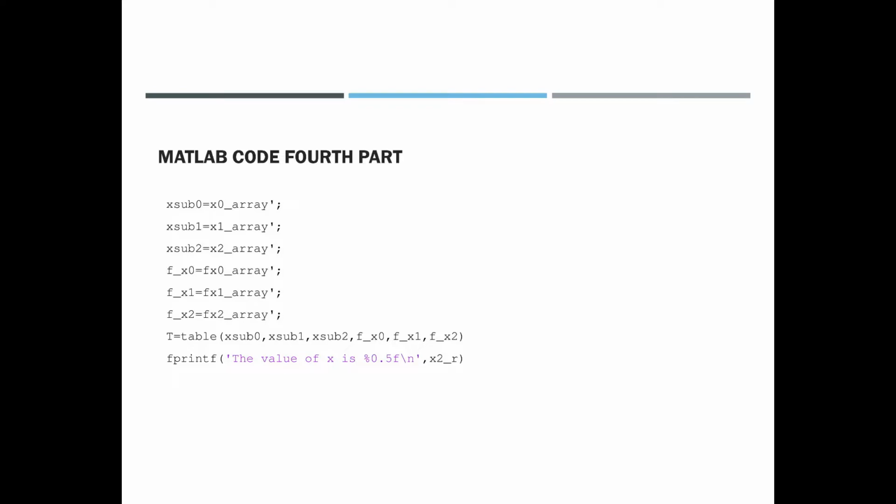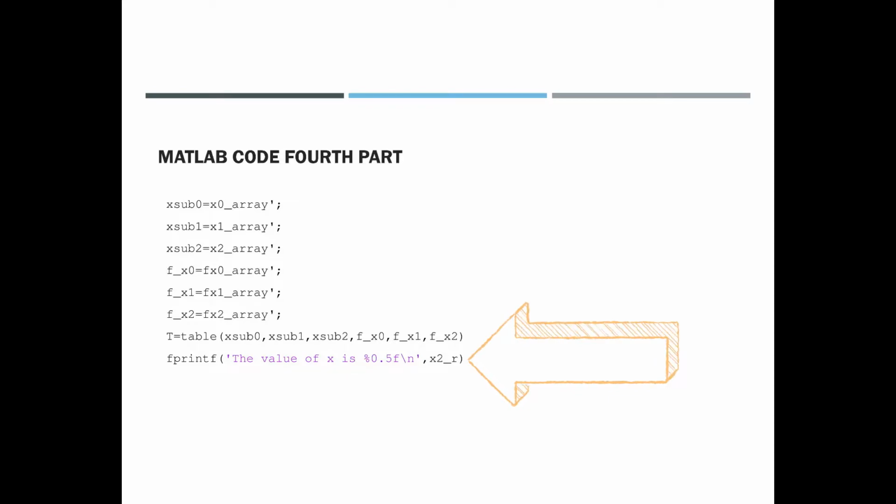Let us now tabulate the iterated values and display the value of the root of the equation. This will tabulate the values of x sub 0, x sub 1, x sub 2, f of x sub 0, f of x sub 1, and f of x sub 2 for each iteration.